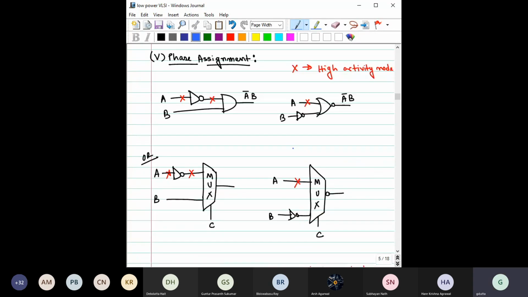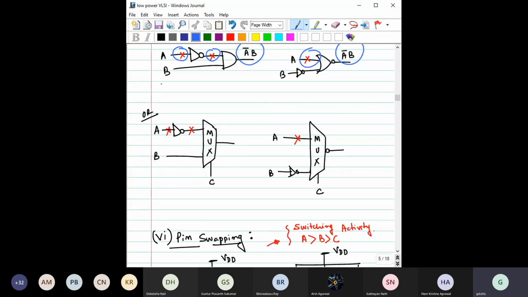Then other techniques like phase assignment. Suppose you have a high activity node here and you place an inverter here, then after the inverter this will also become a high activity node. Whenever you place more high activity nodes, you have more power dissipation. You can see here you are implementing A bar B, and here also you are implementing A bar B, but you have two high activity nodes here compared to this one. Same thing you can see here. Both outputs are the same, but the number of highly active nodes is significantly reduced. That means the power dissipation is also reduced.